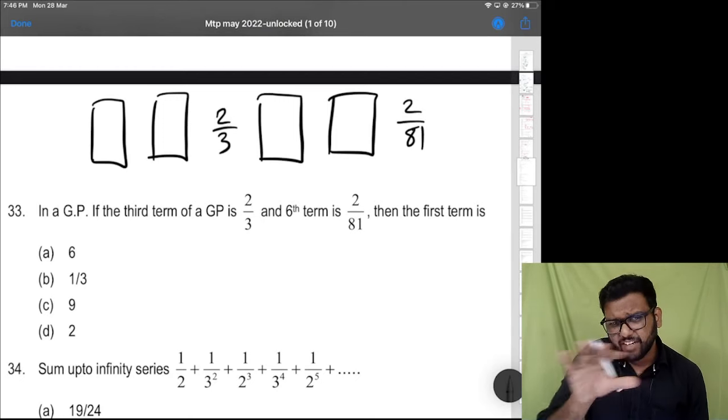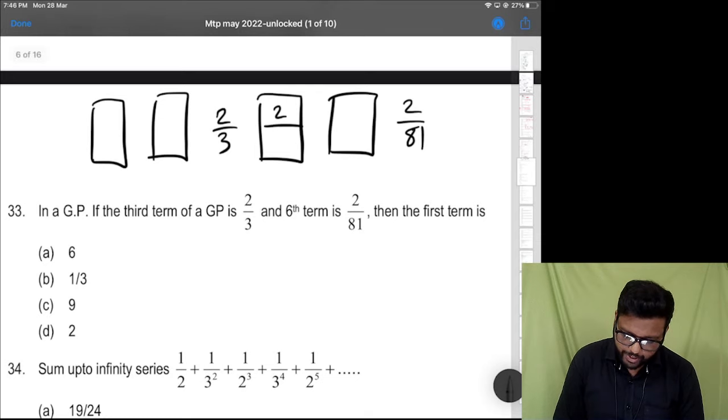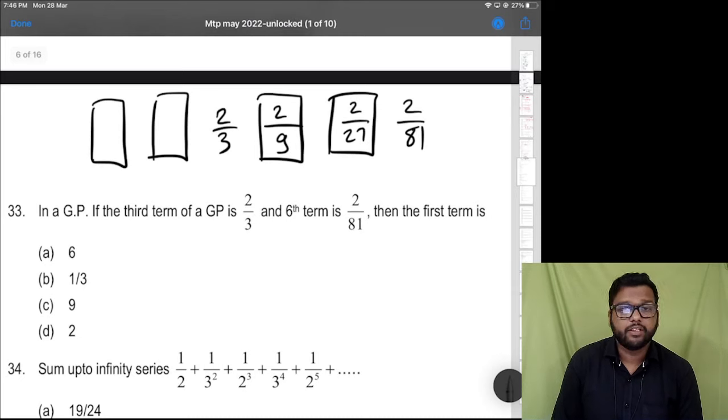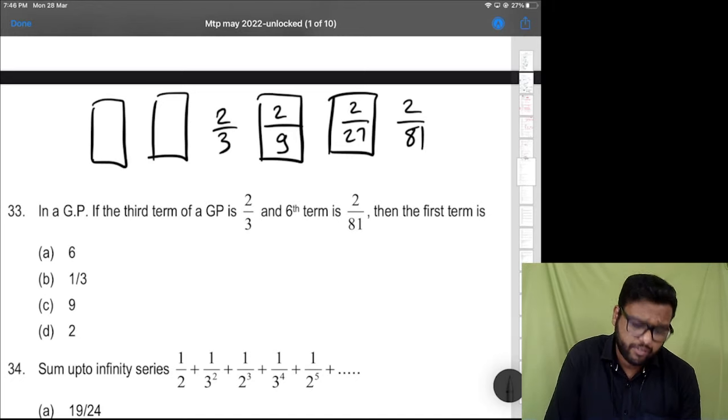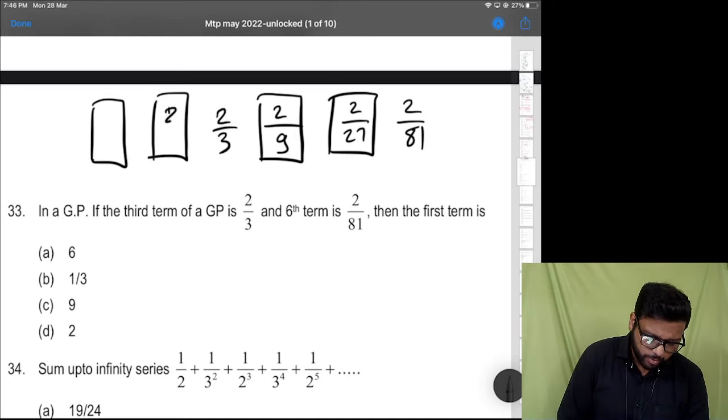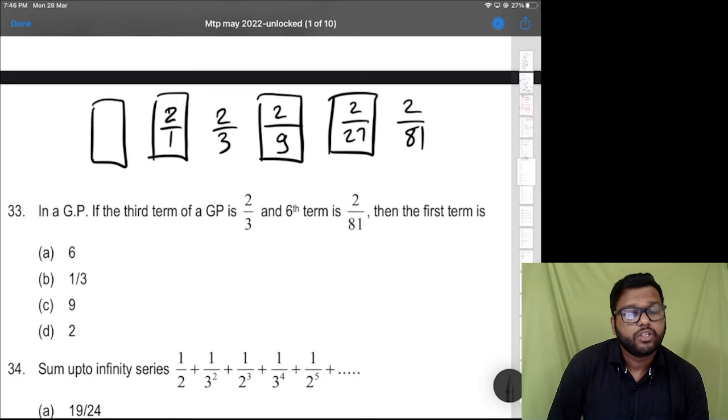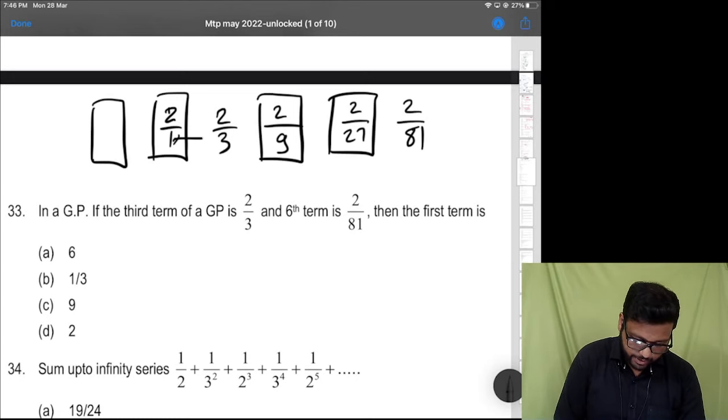Can we see a pattern? The denominator is maybe getting multiplied by 3. So 3 into 3 will be 9. Then 9 into 3 will be 27. And 27 into 3 will be 81. So we see a pattern, right? If we get a pattern, then we don't need to solve. So this one will be 2 by 1 then, right? 2 by 1. Why? Because 1 into 3 is 3.